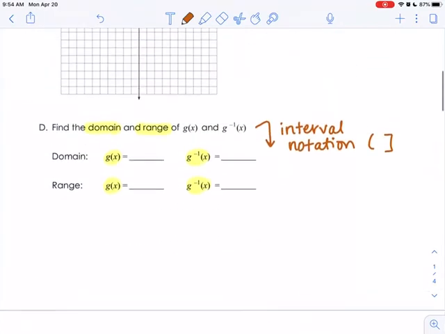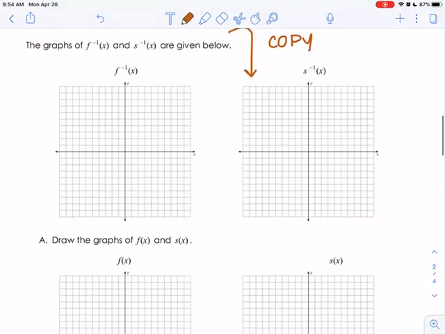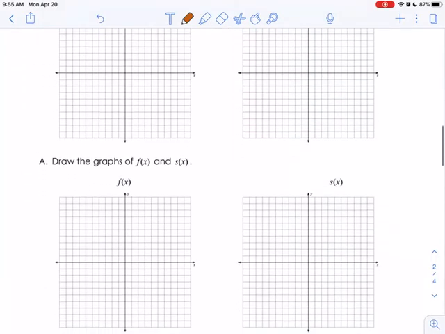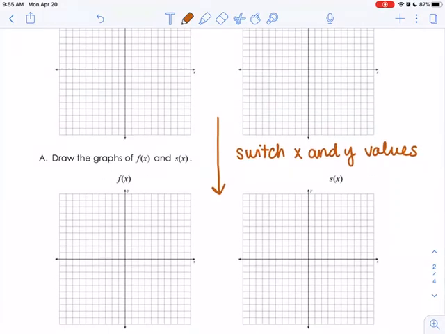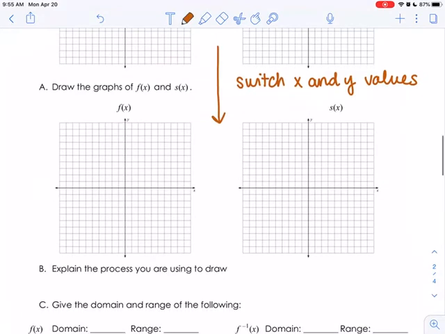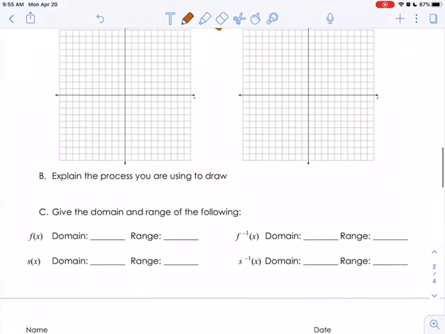So if you're working with graphs, what we did algebraically is we switched the x and the y values, or the points, and on a graph you're doing the same thing. From the original, you're just going to switch x and y, the points. And that's how you would graph an inverse back to the original, or the original back to the inverse. They're just flip-flopped from each other. And then explain the process you are using to draw. Well, I just basically gave that away to you.